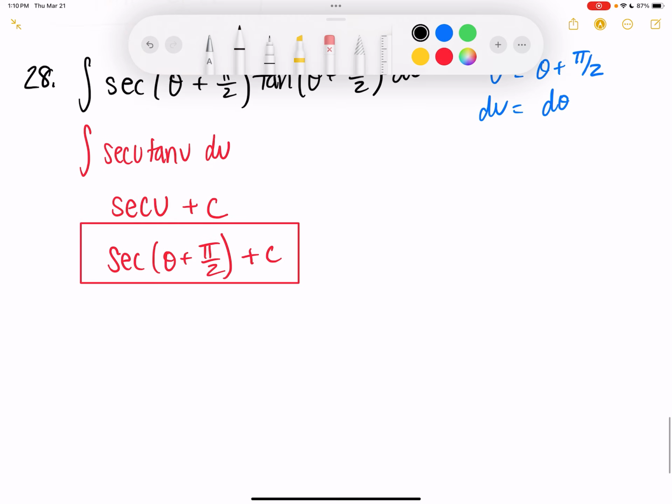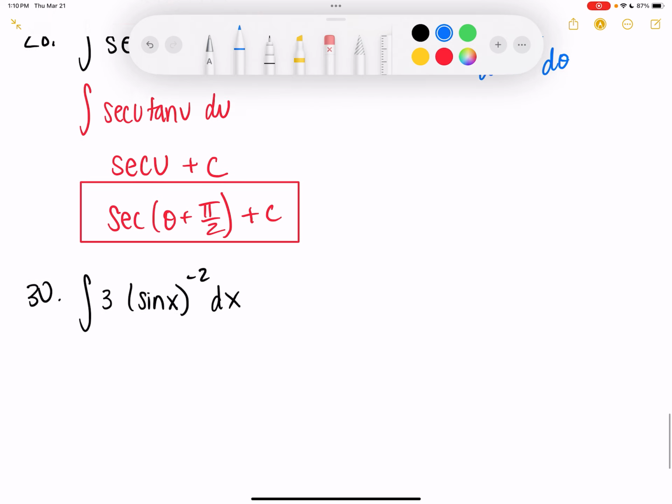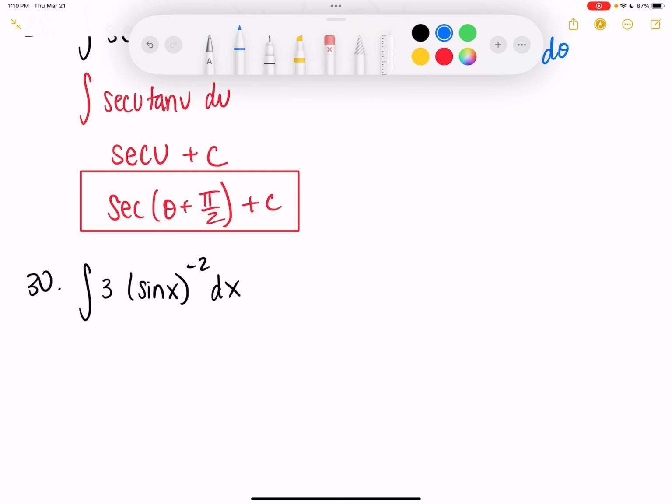Let's see, 30. The integral of 3 parentheses sine of x raised to the negative 2 dx. So u equals sine of x. So du equals cosine of x dx.